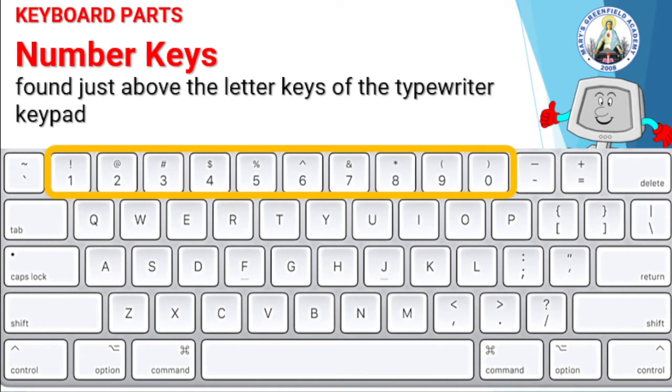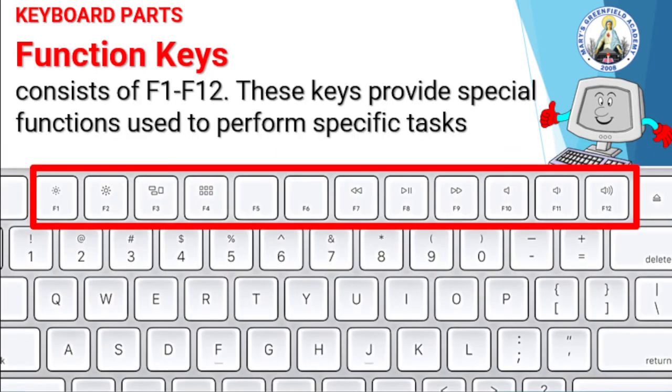Okay, next natin ay ang natawag na function keys. Yan, punta tayo sa bandang taas, ano? So the function keys naman, ang mga special functions that perform specific tasks. So they are F1 until F12. Makikita niyo yan sa bandang itaas ng ating typewriter keypad. Right?